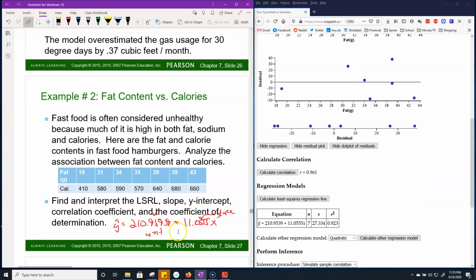I have my coefficient of determination, r squared, 0.923. So this is my coefficient of determination. This is my correlation coefficient. This is my equation. This would be my slope. This would be my y-intercept.